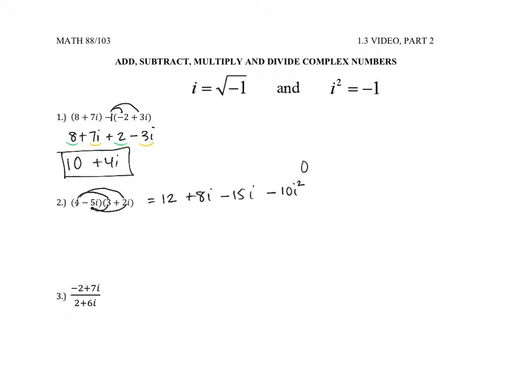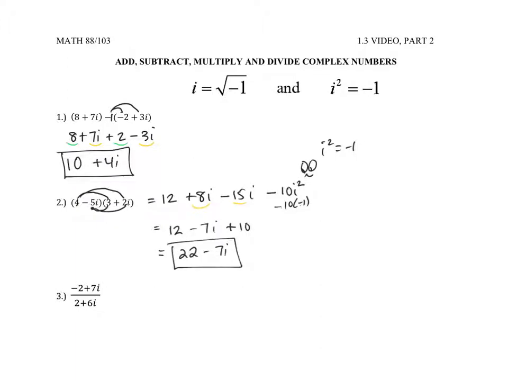And then just remember that definition of i squared is negative 1. So we'd have negative 10 times negative 1. Okay, so now I'm going to combine my imaginary numbers here. 8 minus 15 is negative 7i. And then negative 10 times negative 1 is positive 10. And then I just combine 12 plus 10 is 22 minus 7i. And that is done. Okay, great.